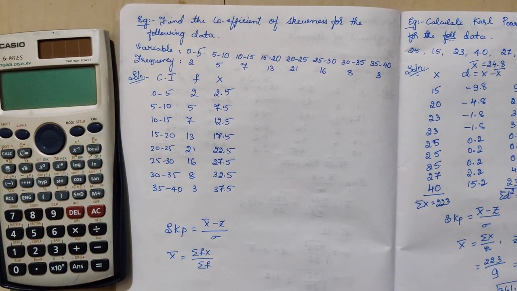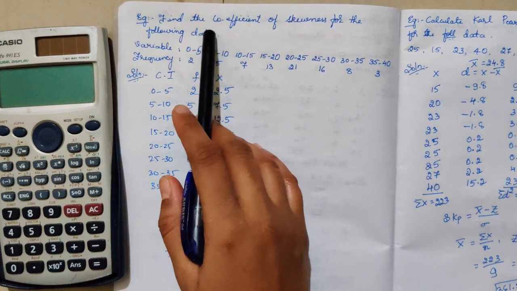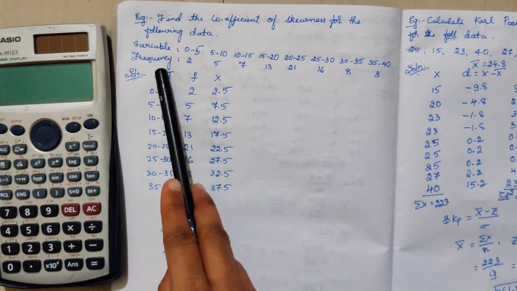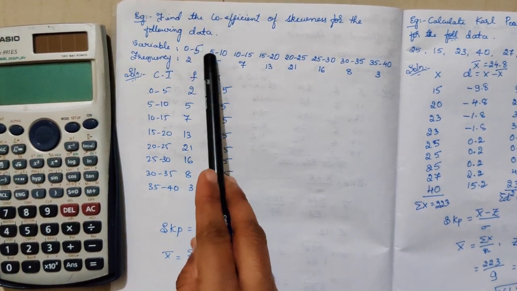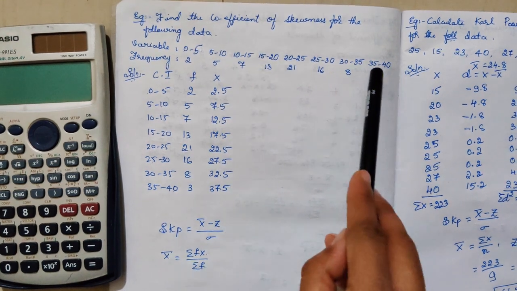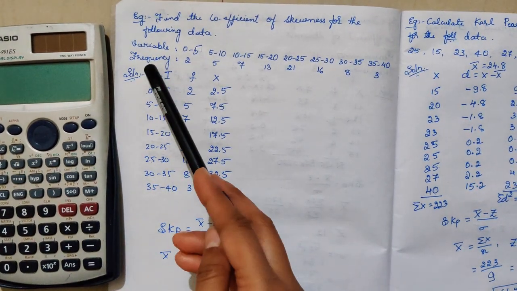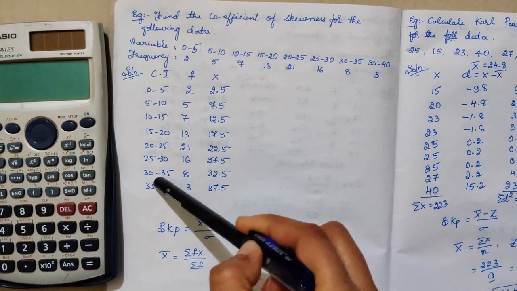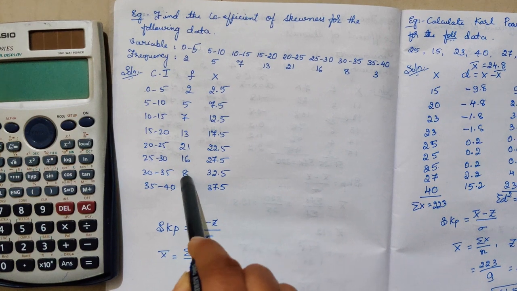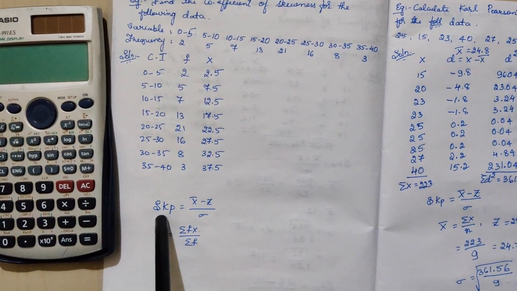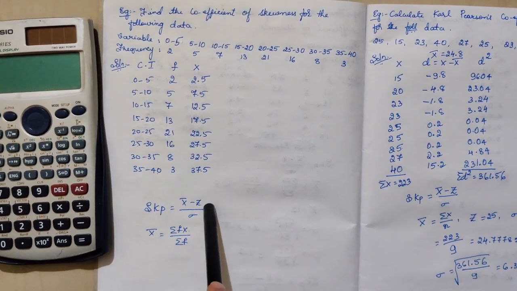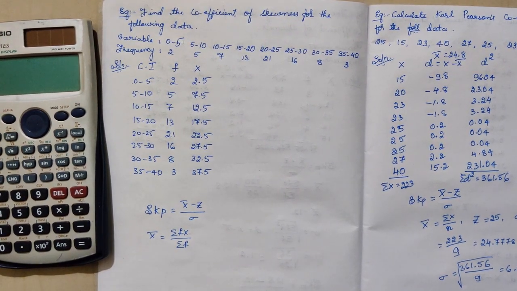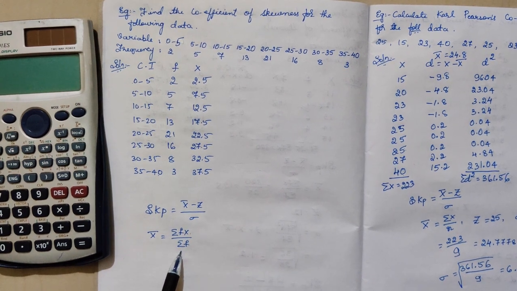We shall consider another example. Find the coefficient of skewness for the following data. They have given the variables and frequency. The variables are 0 to 5, 5 to 10, 10 to 15 and so on up to 35 to 40, and they have given the corresponding frequency values. First we will write the class interval and the corresponding frequency values. To find the Karl Pearson coefficient of skewness, the formula is x bar minus z divided by sigma. To find the x bar value, the formula is summation fx divided by summation f.